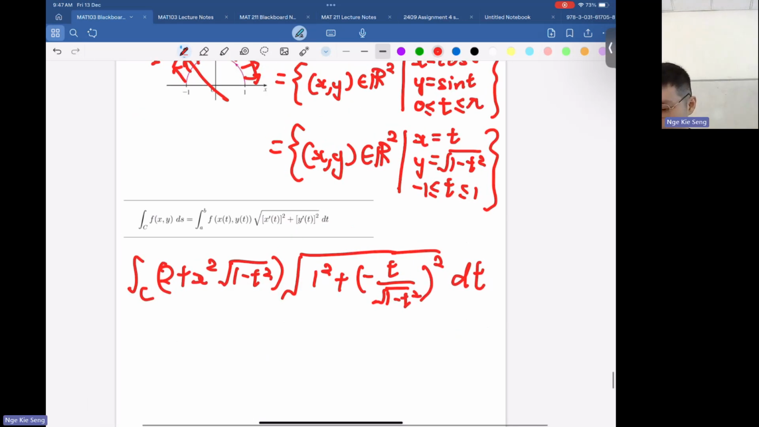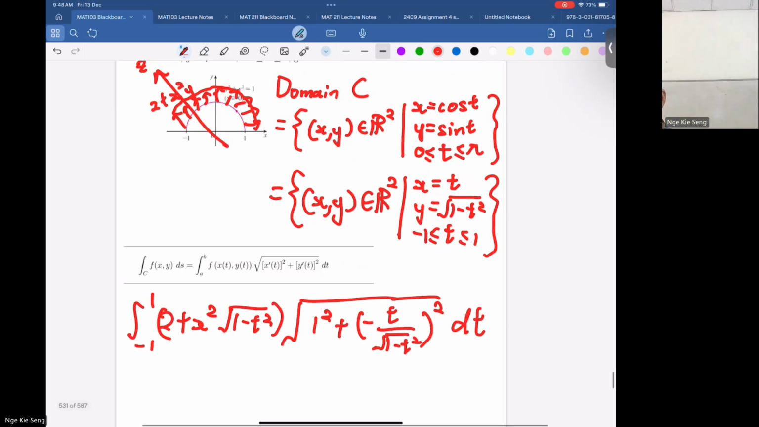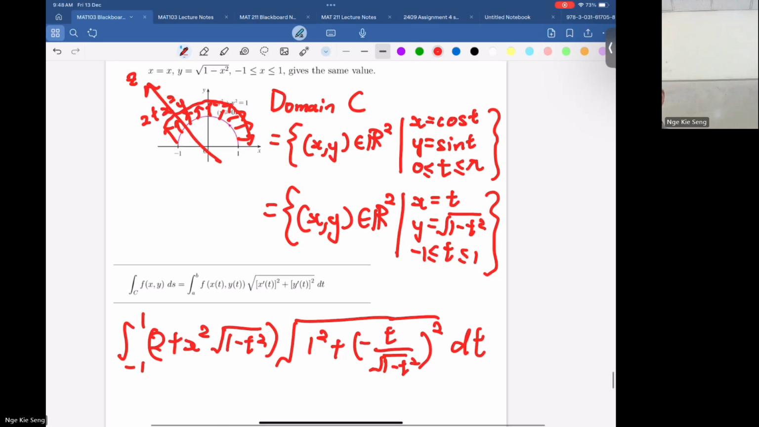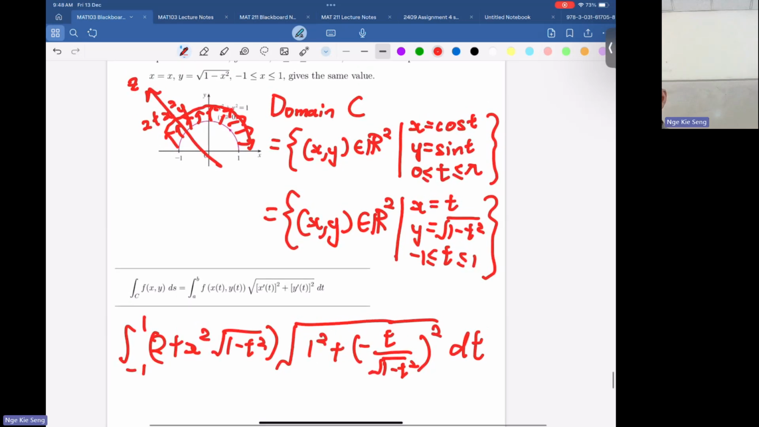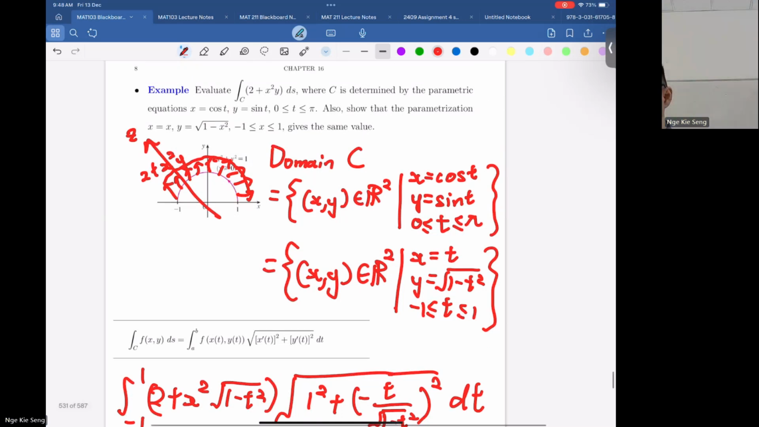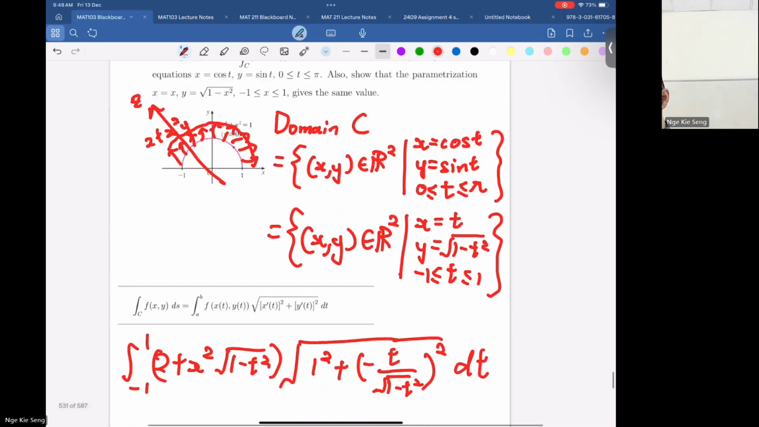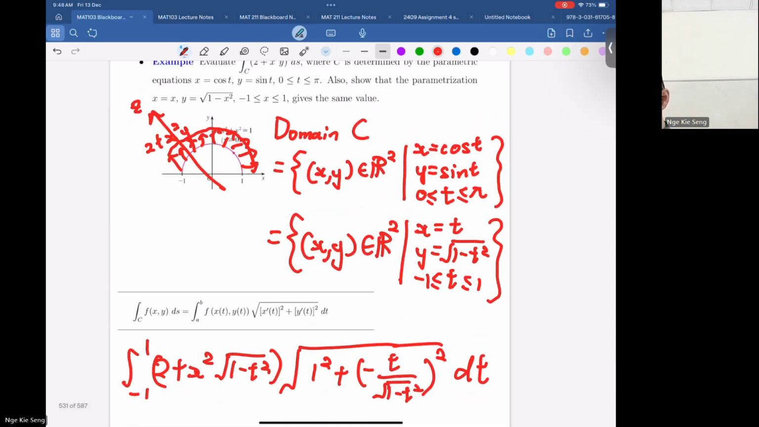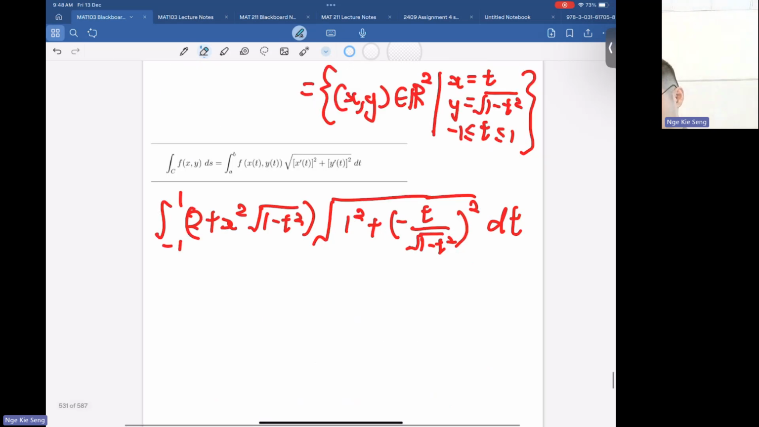Okay, and this is going from where to where? Minus 1 to 1. Minus 1 to 1, right? Yeah, that's fine. Could it be minus 1 to 1? What's the direction of minus 1 to 1? Okay, let's finish computing first, and then we can talk about the orientation.